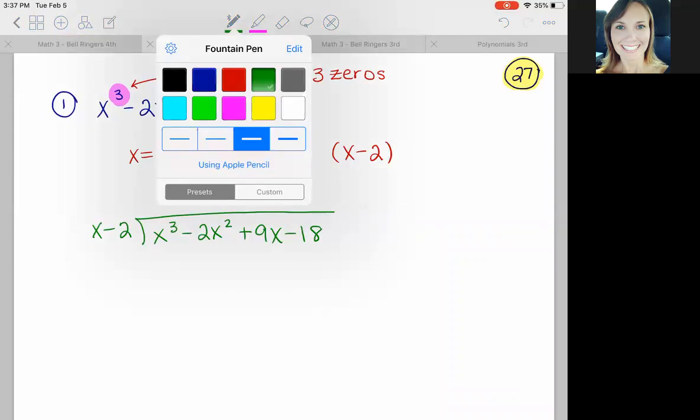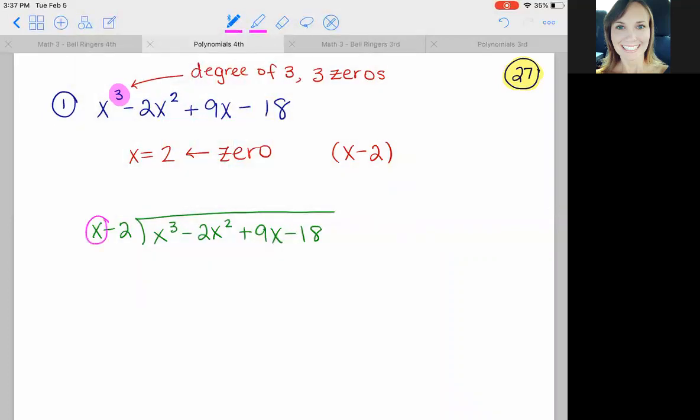So now I'm going to try to figure out x times something is going to give me x cubed when I'm long dividing. So that value is x squared. So x times x squared is x cubed, so I'll write x cubed here. The mistake most of you are making is you forget to multiply by this negative 2 also. So the negative 2 times x squared is negative 2x squared.